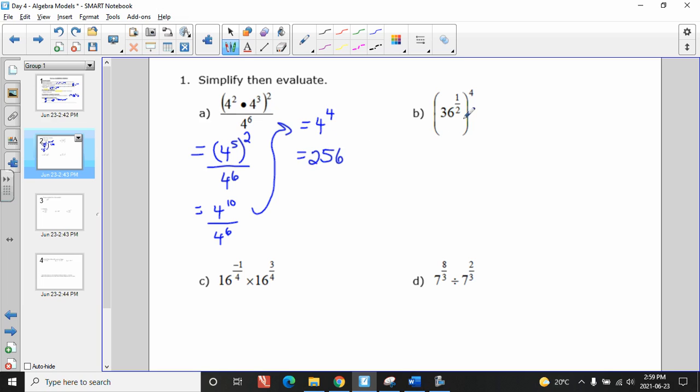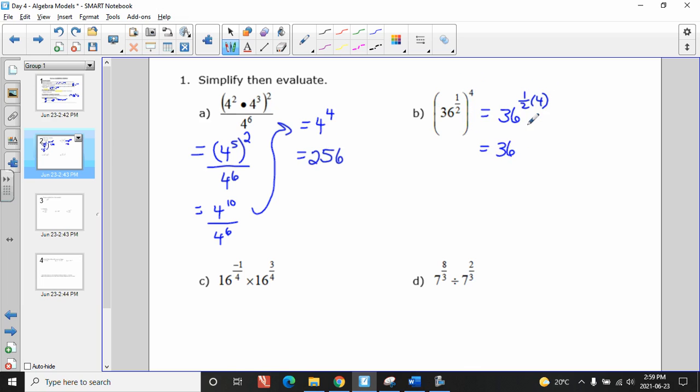All right, the next one looks a little bit ugly, but it's actually a nice short solution. There's a power raised to another power, and the power rule is nice and simple. It says keep the base and multiply the exponents together. 1/2 times 4.